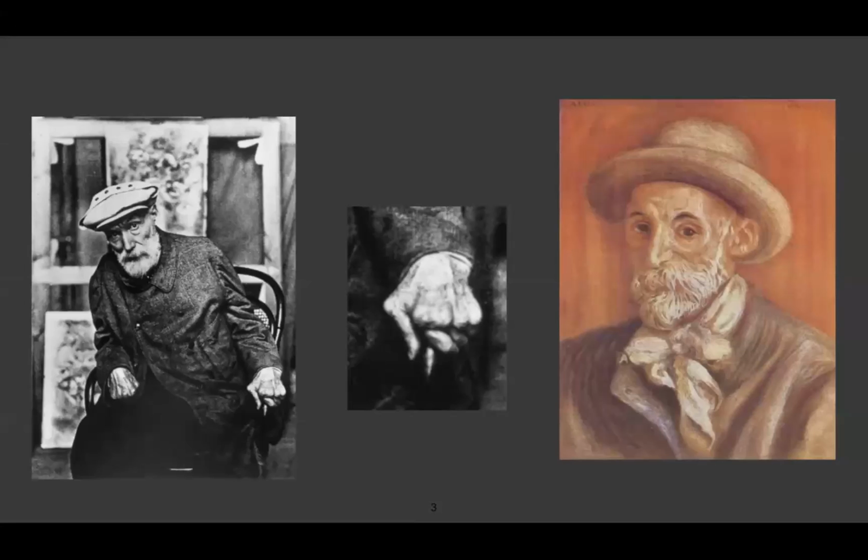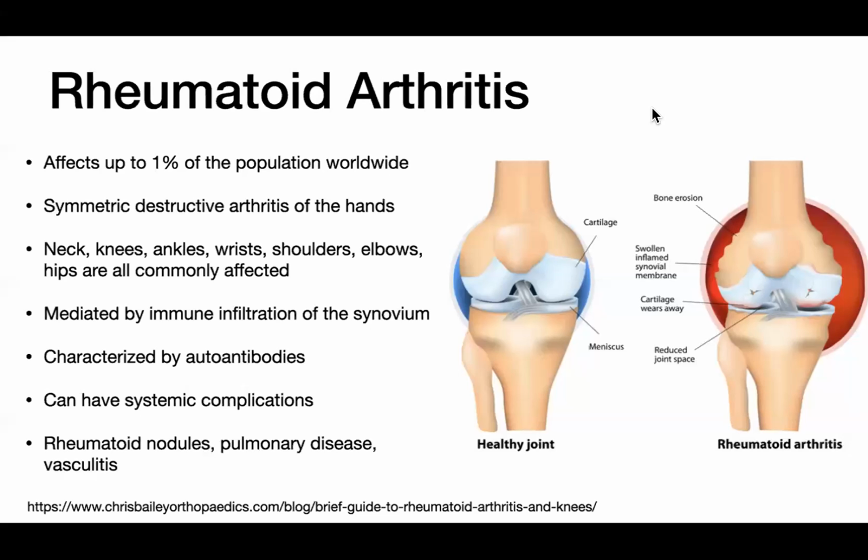This is Pierre-Auguste Renoir. Renoir was affected with rheumatoid arthritis, and in the late stages of his life, his hands were so badly affected that paintings like this were done with a brush strapped to his wrist. This disease affects about 1% of the population worldwide. It leads to symmetric destruction of joints, particularly in the hands. Other joints that can be affected include the ankles, wrists, neck, etc.